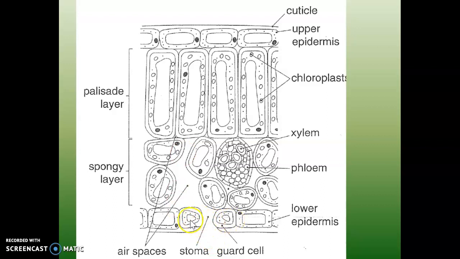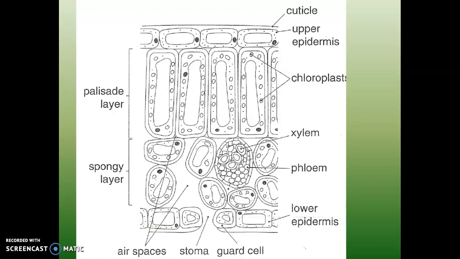And you have your stoma here, your guard cells, and these control whether this is open or not. Rather like in your eyes, you've got the iris, which controls the size of the pupil. Here you've got guard cells, which control the size of the stoma. And then you've got your lower epidermis here.